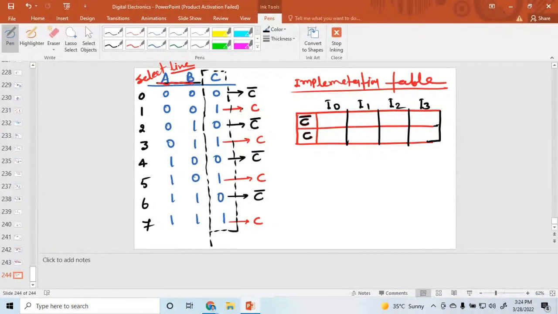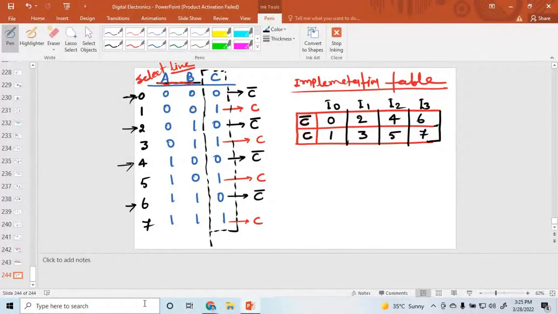So where is the C bar? In the places of 0, 2, 4, and 6. Here C bar at 0, C bar at 2, 4, and 6. Just see that C bar. And where is the C? In the places of 1, 3, 5, and 7.